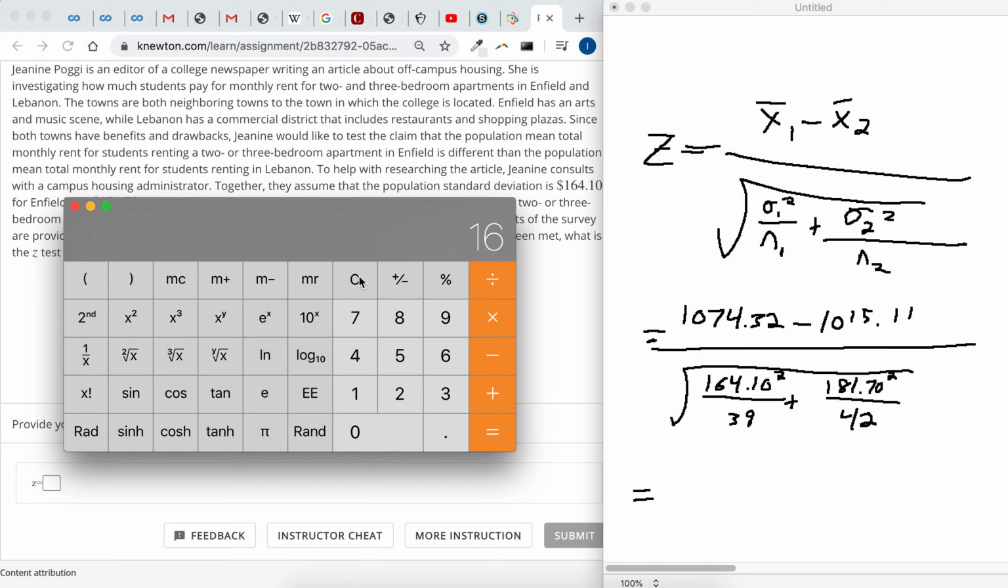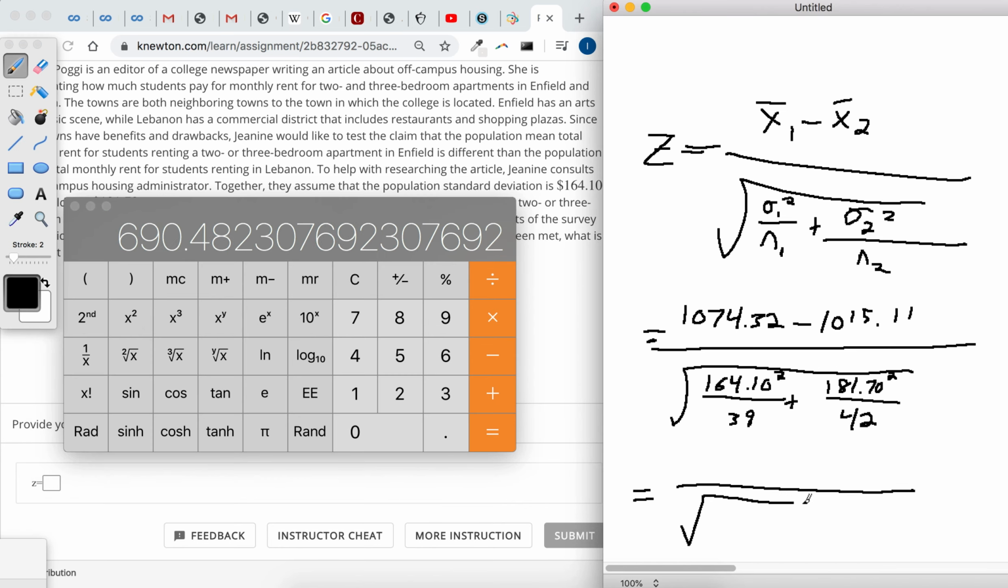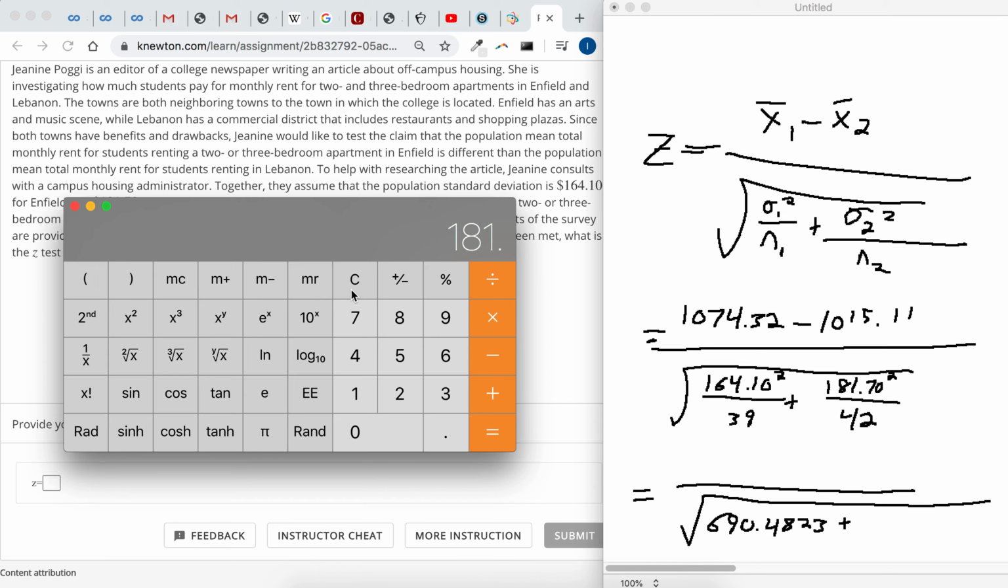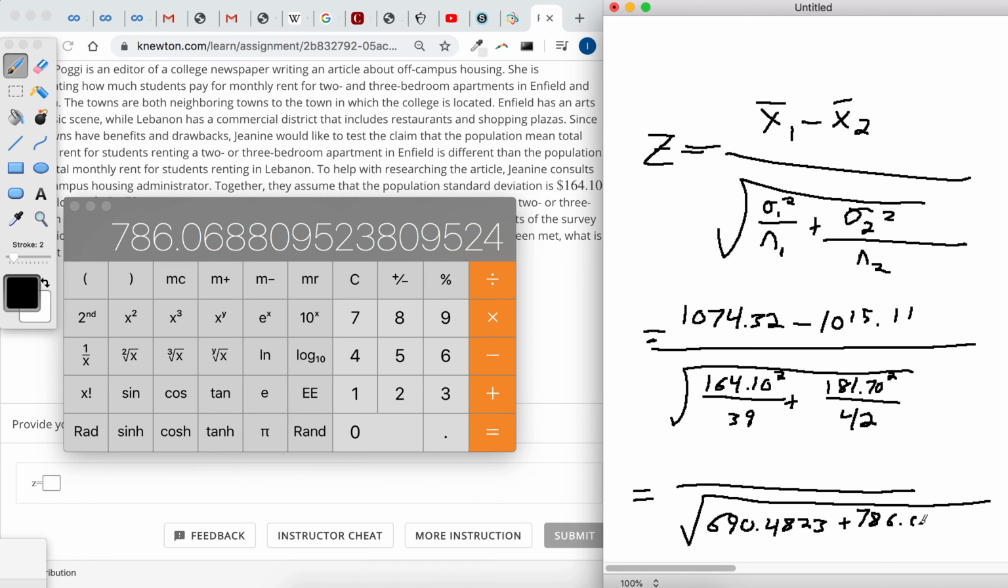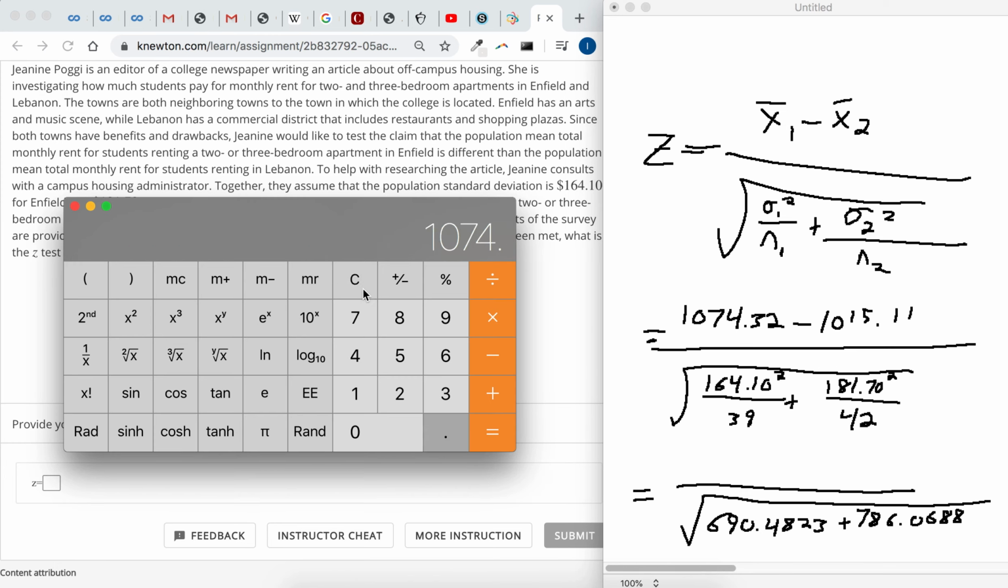164.10, I'm going to square that and then divide by 39 all in one step. So I got 690.4823 for that first term. There we go. 181.7 squared divided by 42. That's 786.0688. And then the numerator, I don't know why I didn't do that first, but I got 59.21.